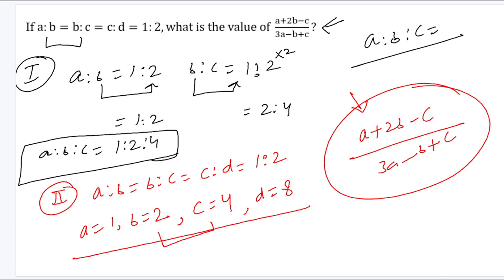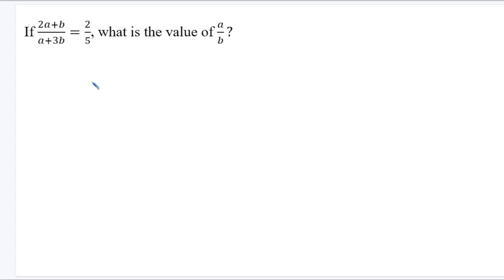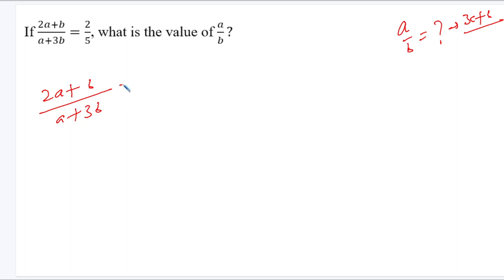Okay, moving ahead. What if we get a reverse question? We have been solving questions where we are given a over b and asked for some expression. Now this is a reverse question. You are given the value of the expression and asked for a is to b. To solve this kind of problem, simply cross multiply 2a plus b over a plus 3b equal to 3 over 5. Simply cross multiply.